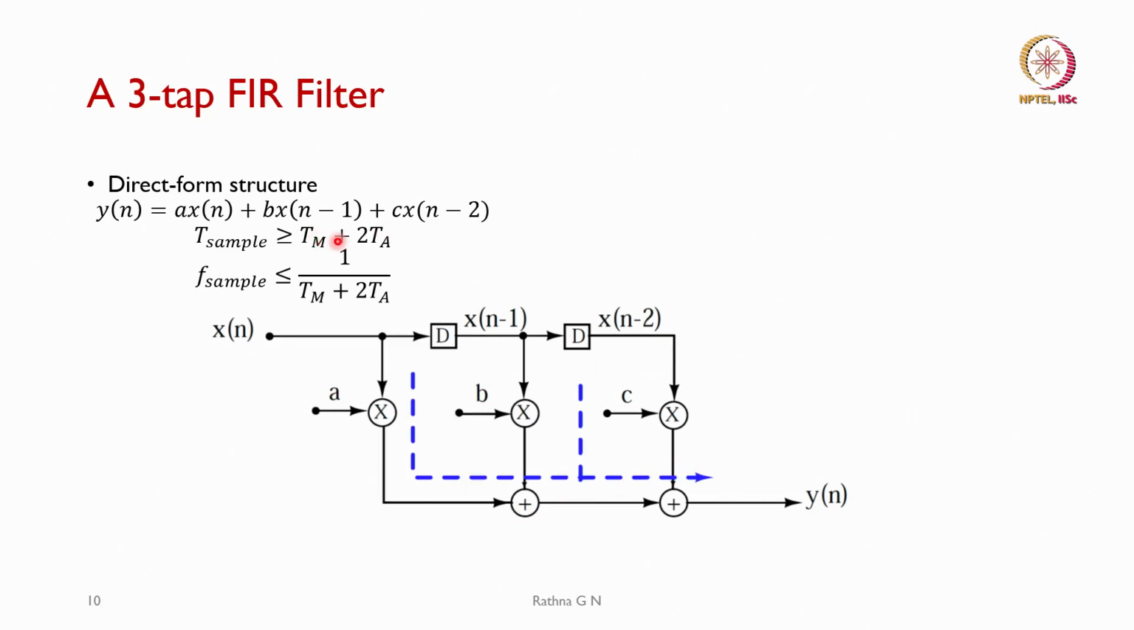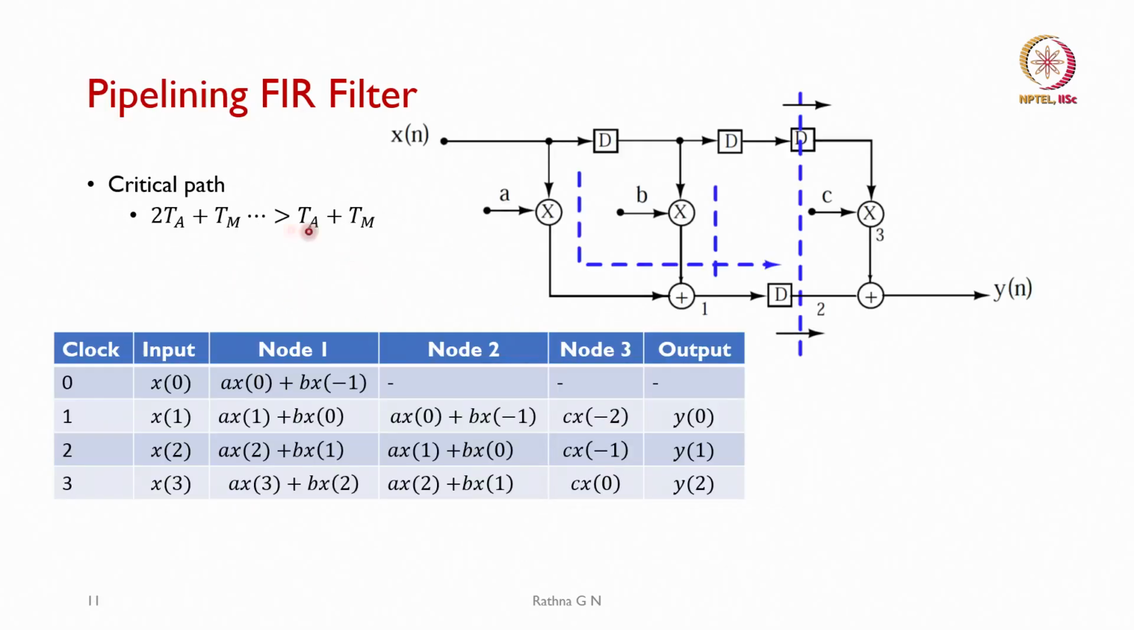So, it becomes Tm plus 2 times time for addition. So, the sampling rate is going to be less than or equal to 1 by Tm plus 2 Ta. So, we will see how we will avoid this.